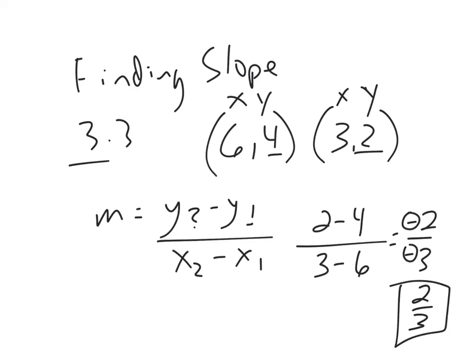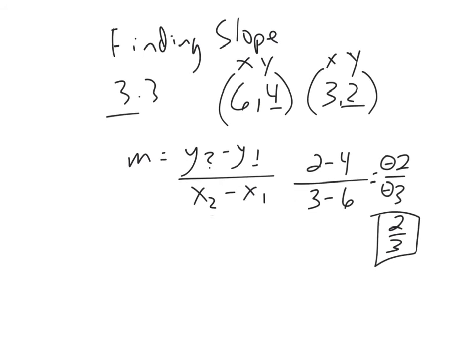Now, if I'd chosen the other direction, I said the order didn't matter. What if I choose the 4 first? So 4 minus 2, again, those are my y values. And then I'd have to choose the 6 first. So that's really the only order that matters, is I choose from the same point first each time. So my slope is still 2/3. Okay, that's how you find the slope between 2 points.